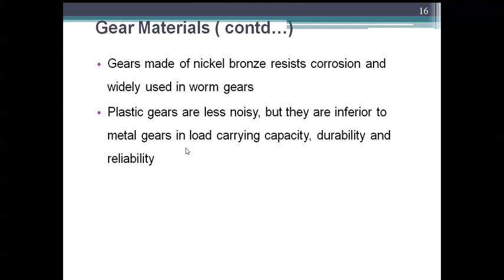So in this class, we discussed what a gear is, where we use the gear mechanism, the advantages and disadvantages of gears, different types of gears and gear materials. So these are the different types of gear materials.